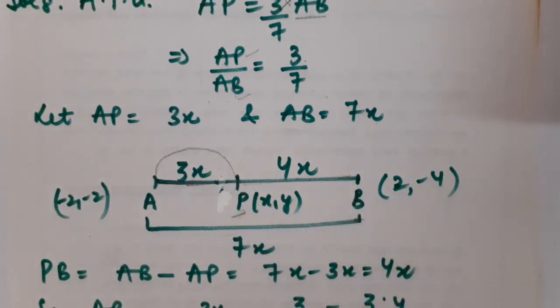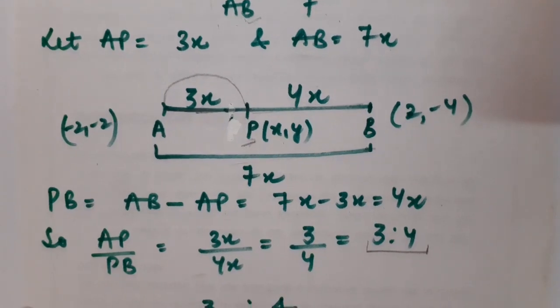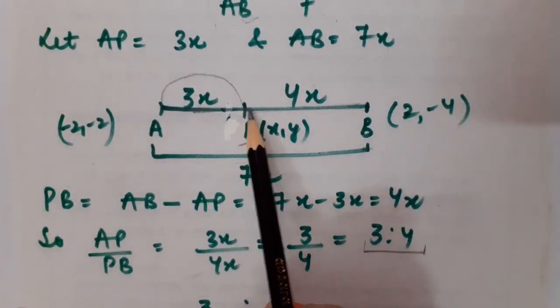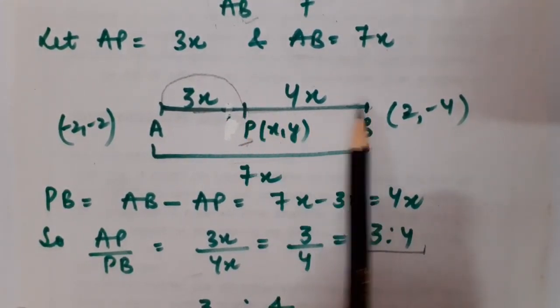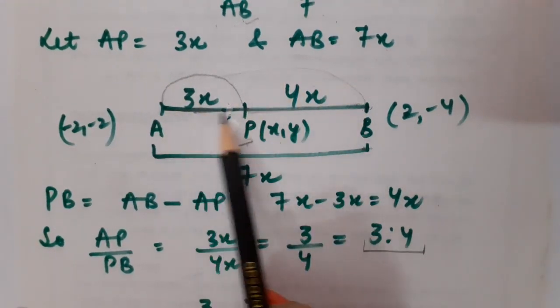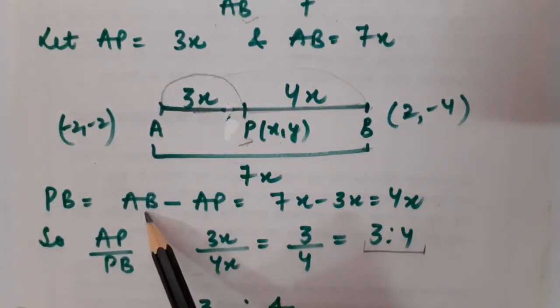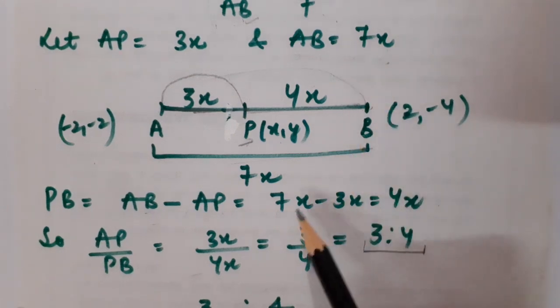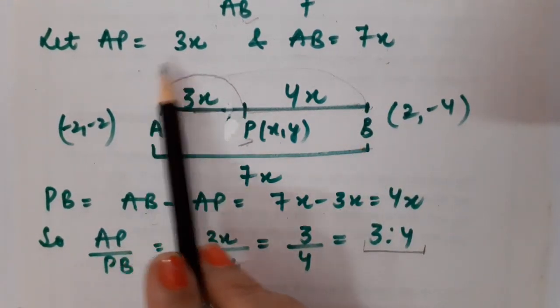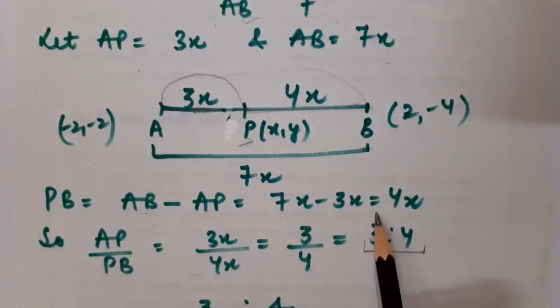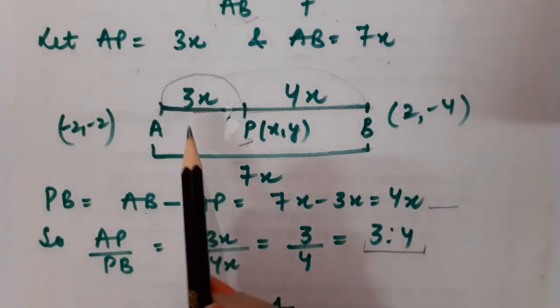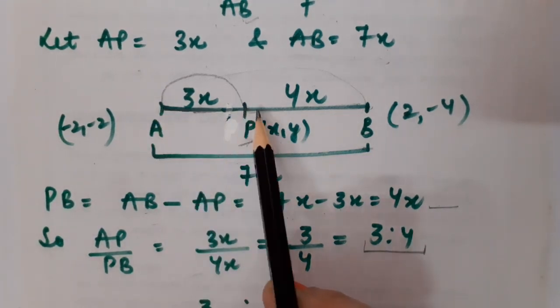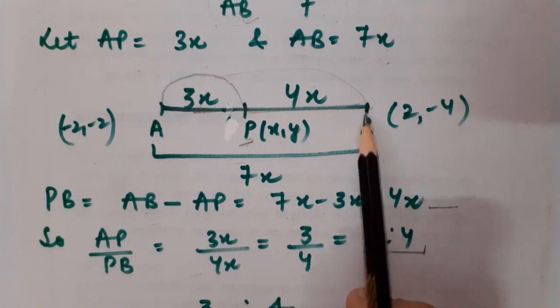So definitely I have to calculate this PB. So what I am going to do for that? I will be subtracting AP from AB to calculate PB. So PB is equal to AB minus AP. Fine. And AB is what? That is 7x. 7x minus AP is what? 3x. 7x minus 3x is equal to 4x. So children, I have got AP as 3x and PB as 4x.